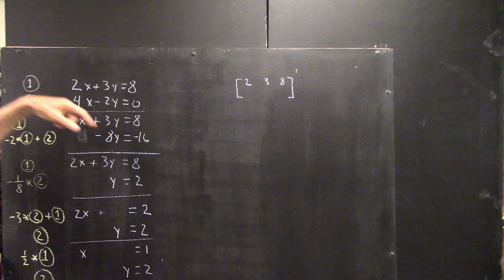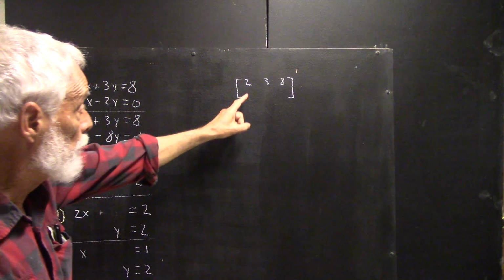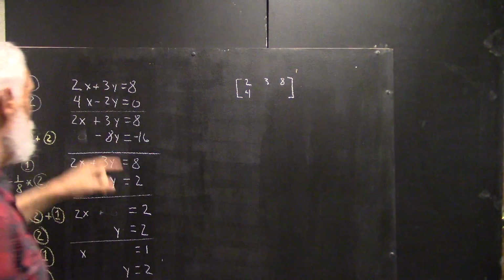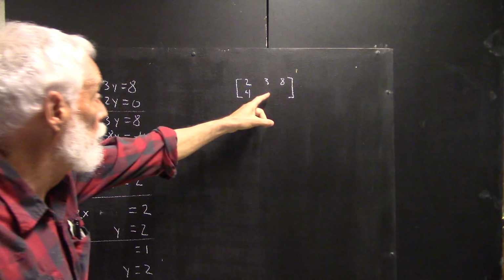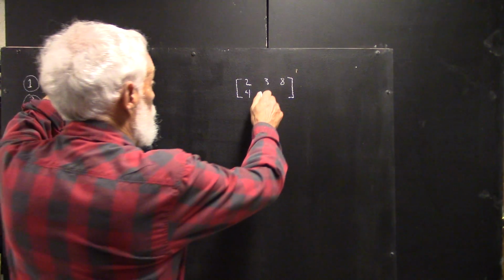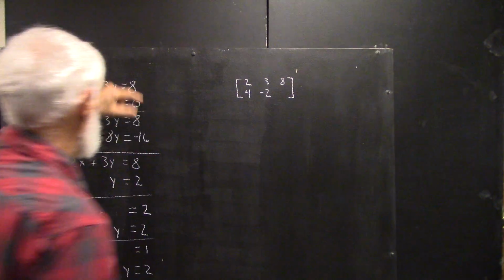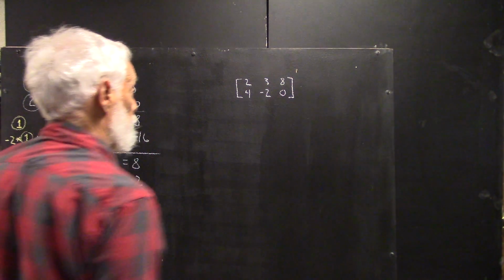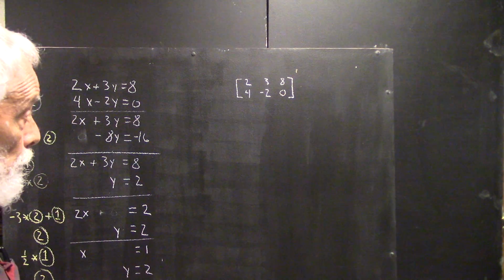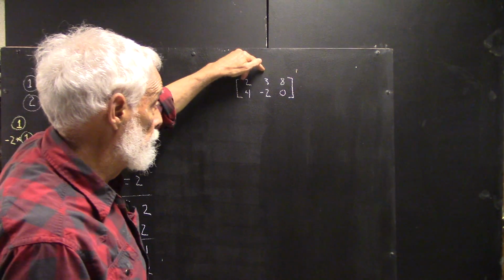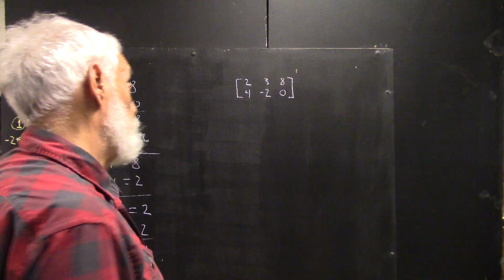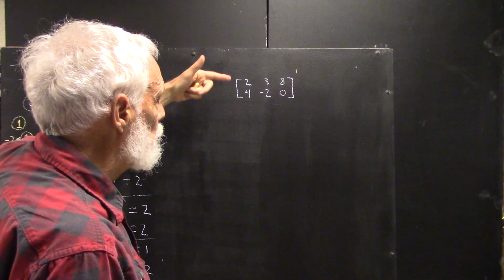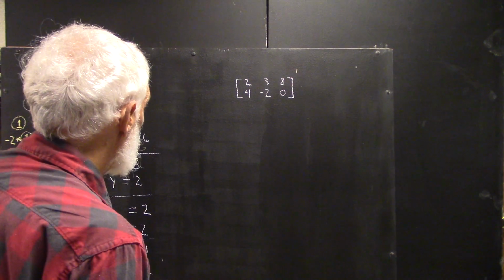So the number in front of x needs to go here, that number is 4. The number in front of y needs to go here, that's negative 2. The number to the right of the equal sign needs to go here, that's 0. Now we understand that these are the x coefficients, these are the y coefficients, this is what's to the right of the equal sign.